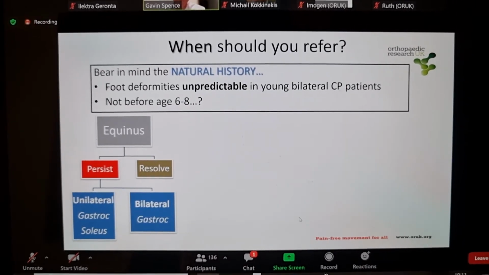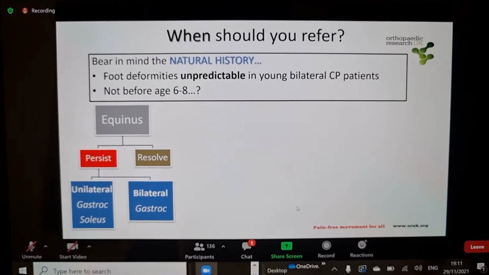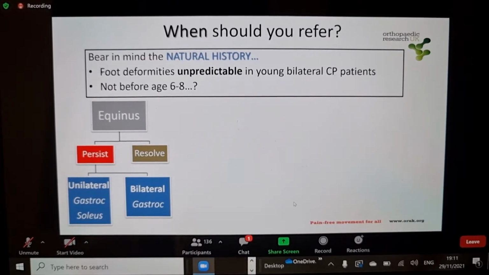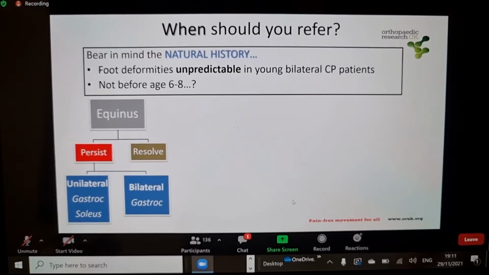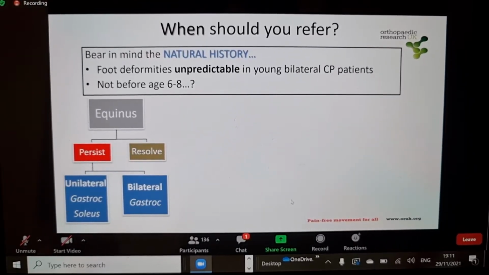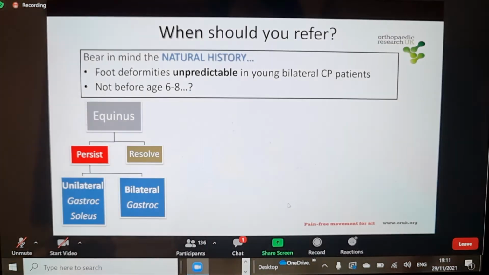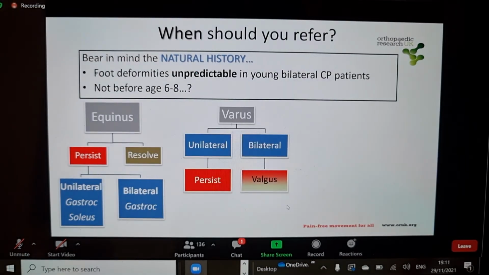So below the age of, say, 7 years, it can be quite difficult to know whether this equinus is actually going to resolve by itself. So this is something that you need to think about if we're thinking who to refer on for a surgical opinion. What about the problem of varus, which, of course, is the second common problem?